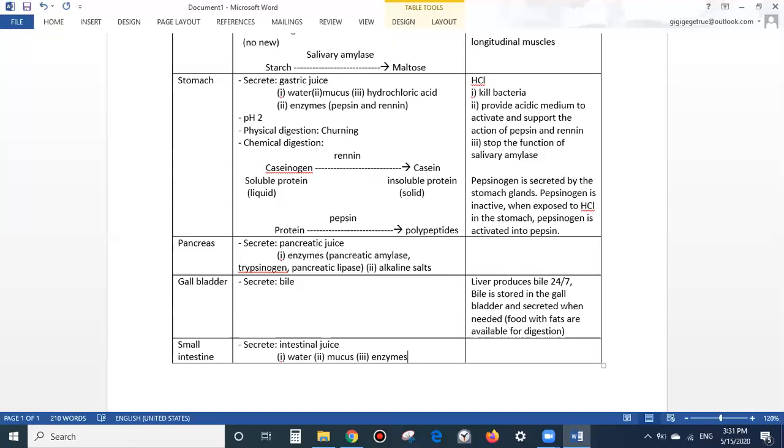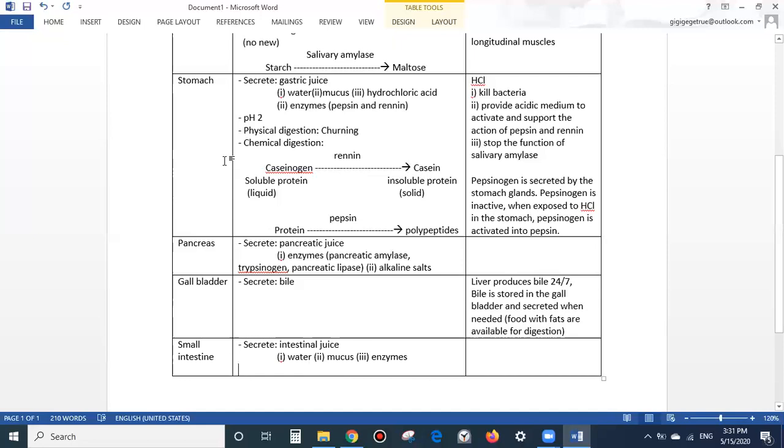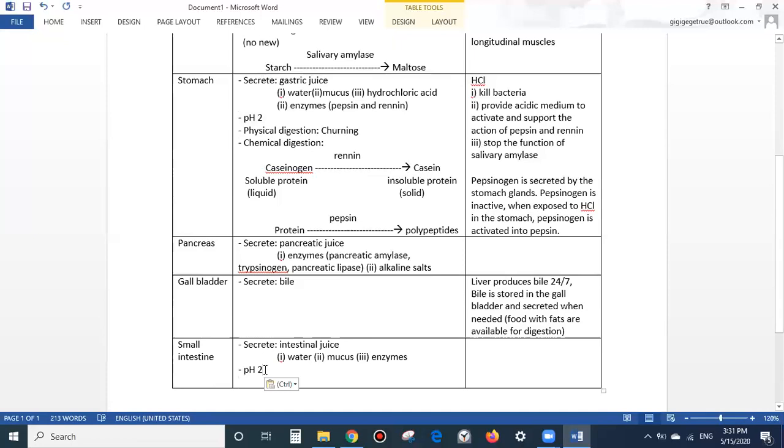And the third one is, of course, all the enzymes. There are a lot of enzymes, so I won't highlight all of them. And here, the pH is roughly 8.9 or something like that. Okay, it's slightly alkaline, not as acidic as the stomach. The physical digestion here is the action of emulsification.